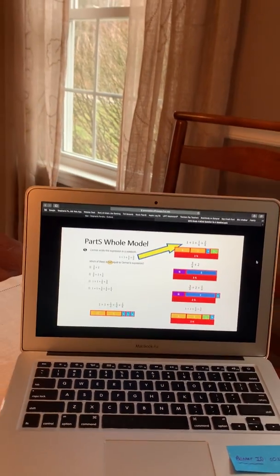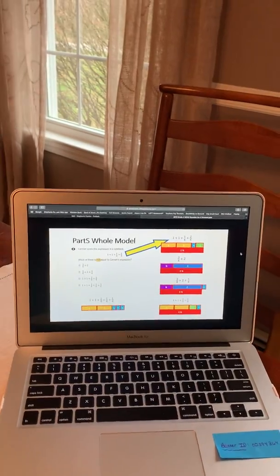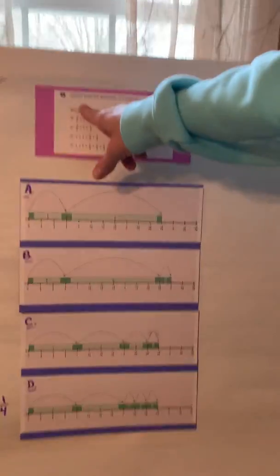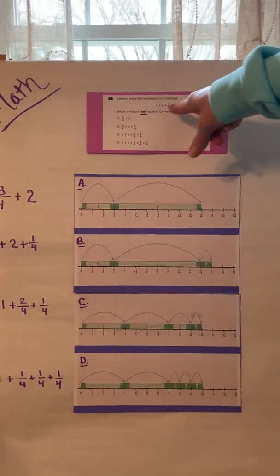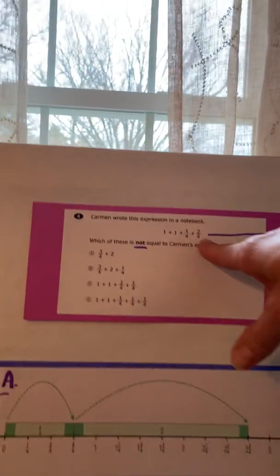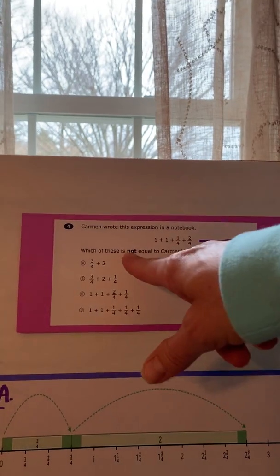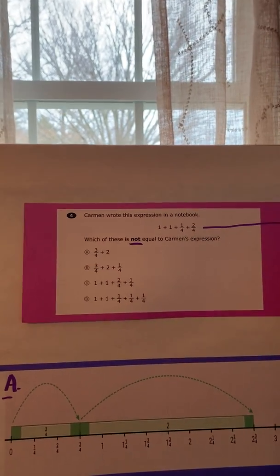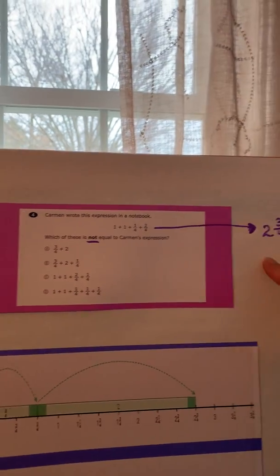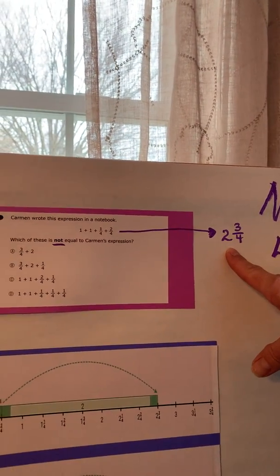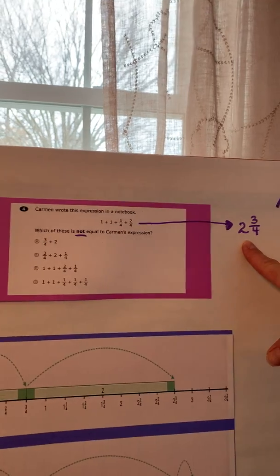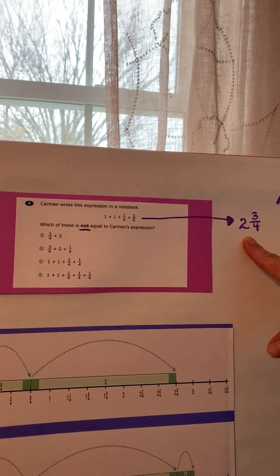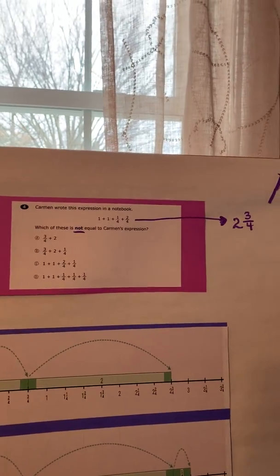Today, however, we're going to use that same problem, but we're going to solve it using another method, the number line. Okay, so here's that same problem again. Carmen wrote this expression in a notebook: 1 plus 1 plus 1/4 plus 2/4. Which of these is not equal to Carmen's expression? Well, the other day when we did the parts whole model, we found out that this expression actually equals 2 3/4. Okay, so what we're going to do today is I'm going to demonstrate what a number line should look like for each of the expressions listed.